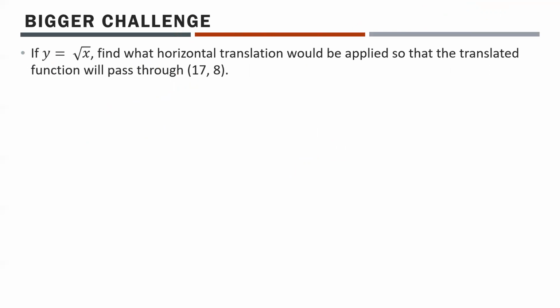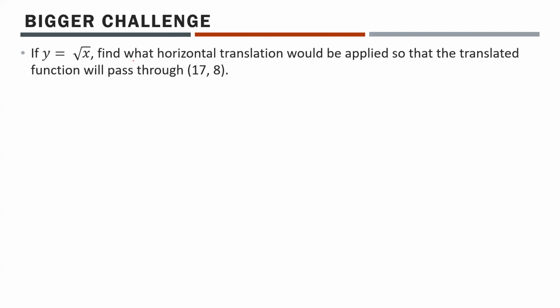So if y equals the square root of x, find what horizontal translation would be applied so that the translated function will pass through (17, 8). So in other words, you plug in x is 17 and it'll spit out y is 8. This is a weird one. Here's what I'm going to start with.